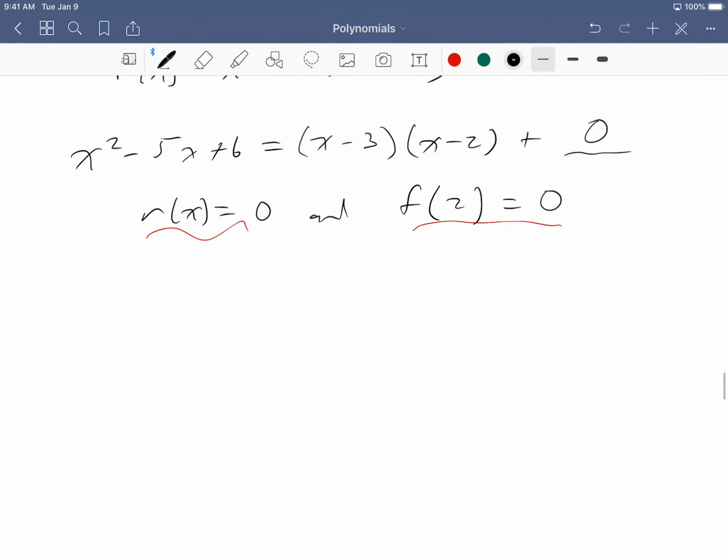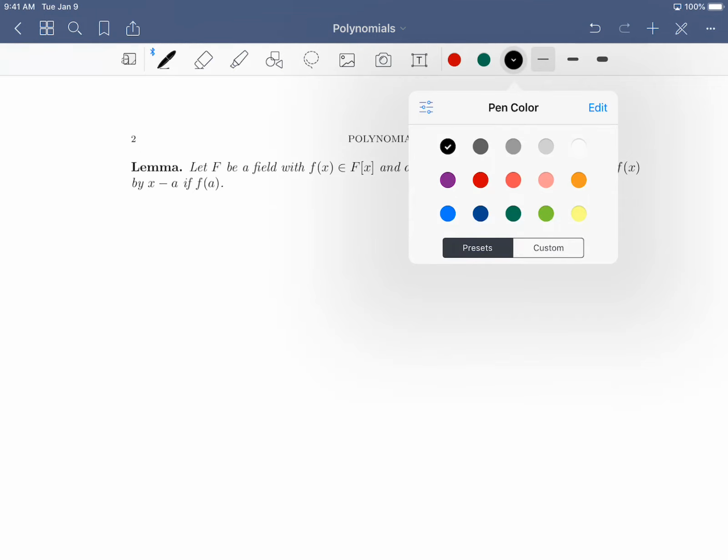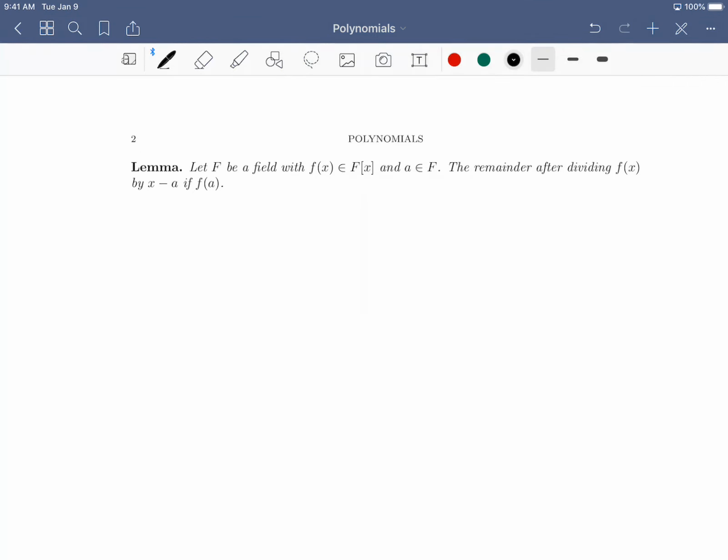Turns out that this is a lemma that we're going to be able to prove pretty easily. So the lemma says if you have a field F and f is a polynomial over that field, and a is any element in the field, the remainder after dividing f of x by x minus a is f of a. Okay, so we're going to try to prove this, and it's not a bad proof.